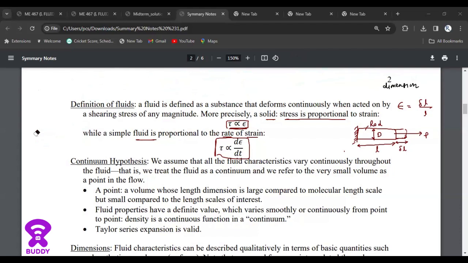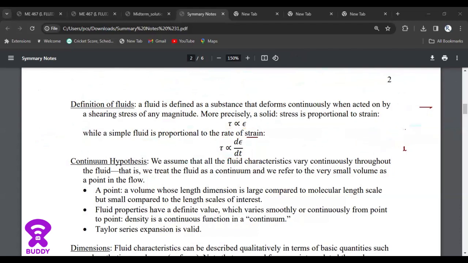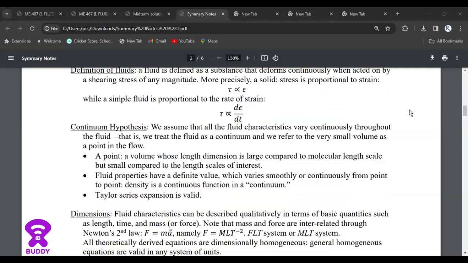Now moving on to the concept of continuum. That is the next concept. This concept of continuum is a simple concept where we assume that all the fluid characteristics vary continuously throughout the fluid. That is, we treat the fluid as a continuum, and we refer to a very small volume as a point in the flow.